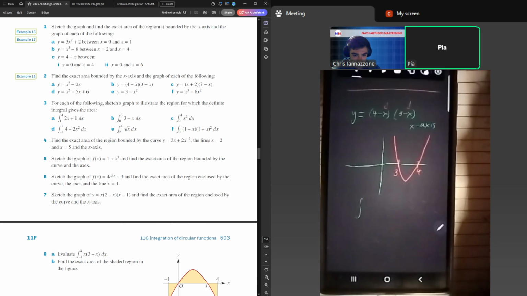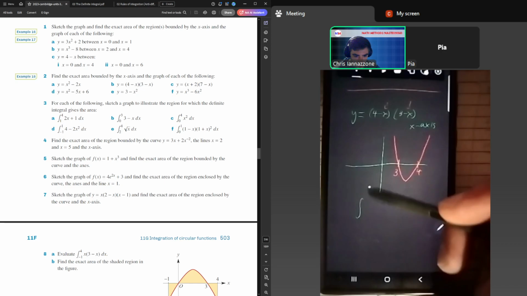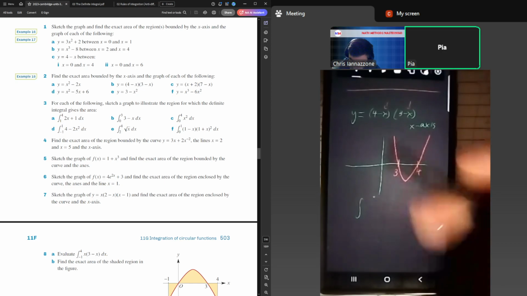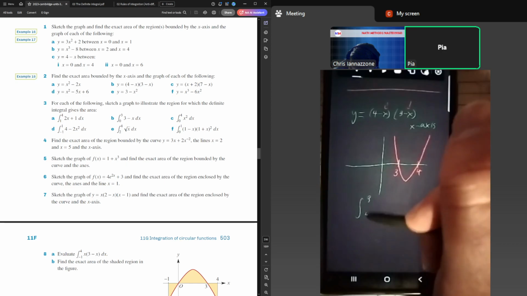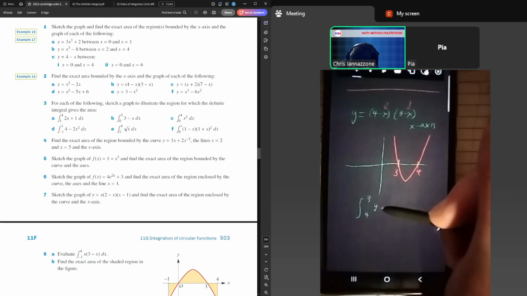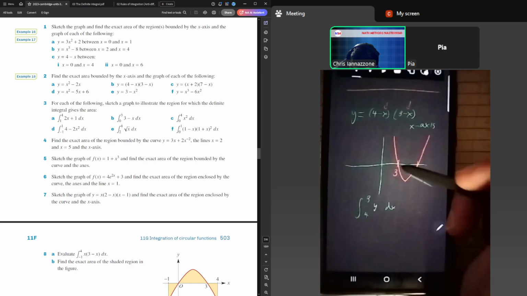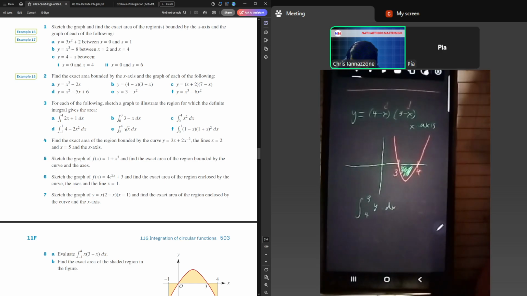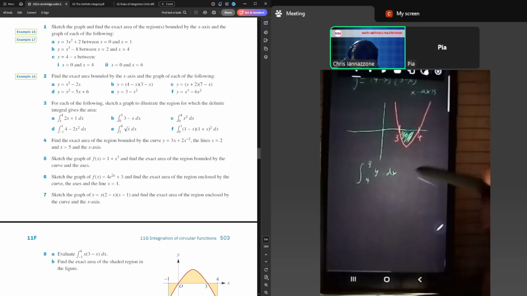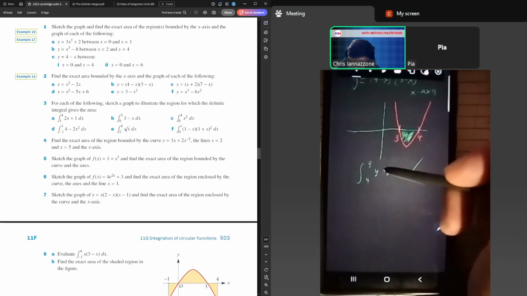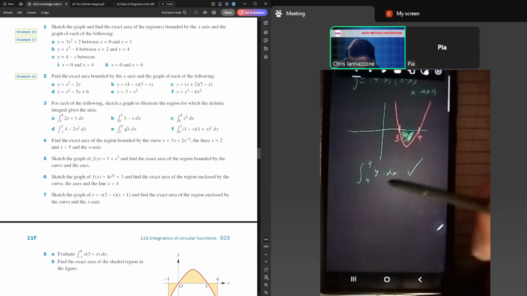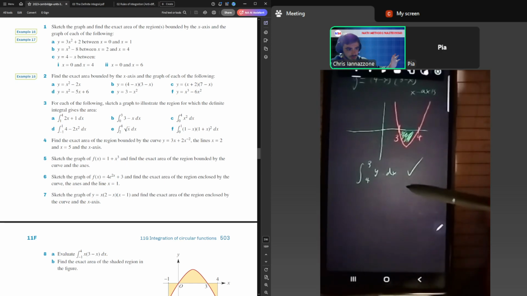Can we just change it now and go 3 and 4? Yep, so does the 3 go on top or bottom? On top? On top, yeah, that's it. 3 and 4, and then the whole function. That's it, yeah, and what you're doing is finding that little area in there. Nice.